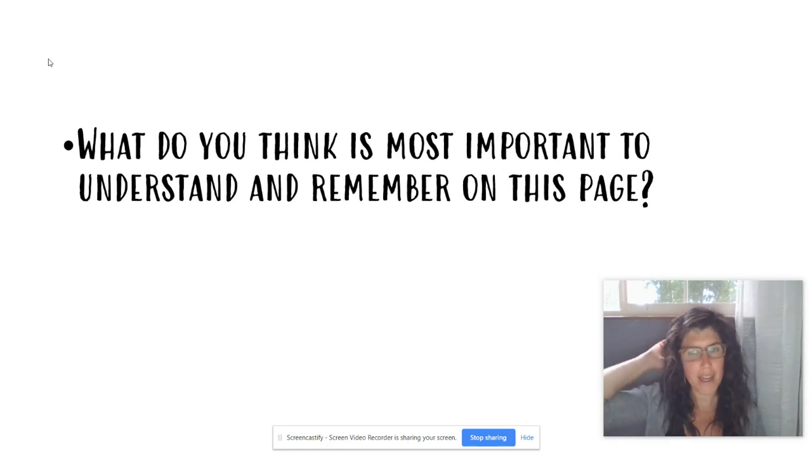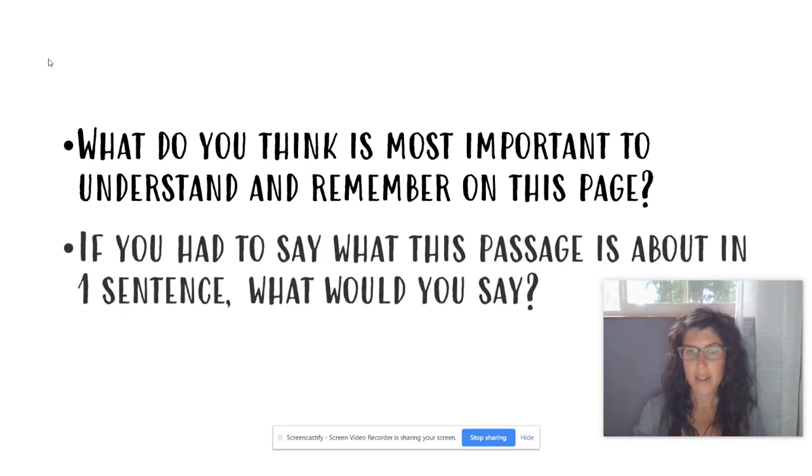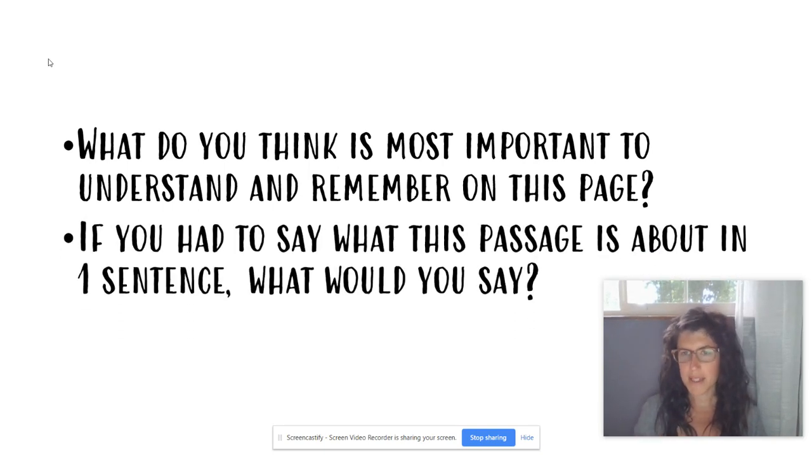And this time, I'd like you to focus on identifying the most important idea from the passage. So as we're reading, ask yourself, what do you think is most important to understand and remember on this page? And if you had to say what this passage is about in one sentence, what would you say?